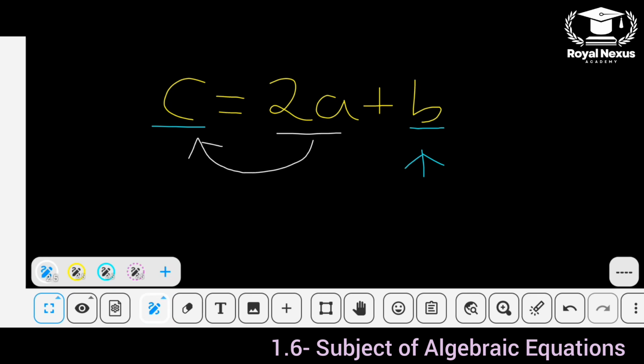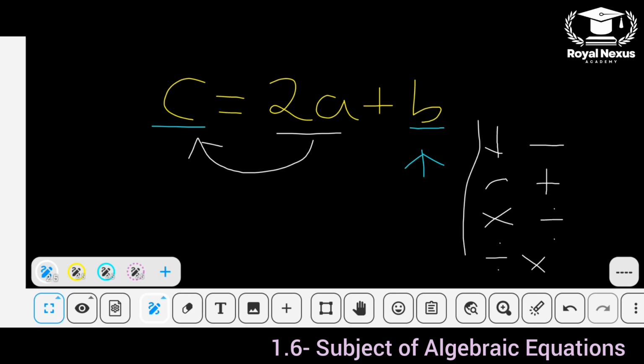If you take this 2A to the left hand side of this equation, it will be minus 2A, because when you move one number to the left or right hand side of the equation, the sign will be changed. If the sign of that number is positive and you are moving it to the left hand side, it will become negative. If it is negative and you are moving it to the left hand side, it will become positive. So in short, plus will be converted into a minus and minus will be converted into a plus sign. Similarly, multiplication will be converted into a division sign and division will be converted into a multiplication sign.